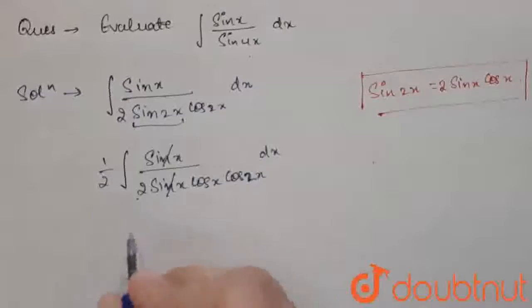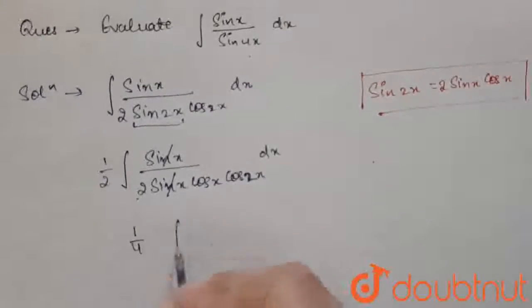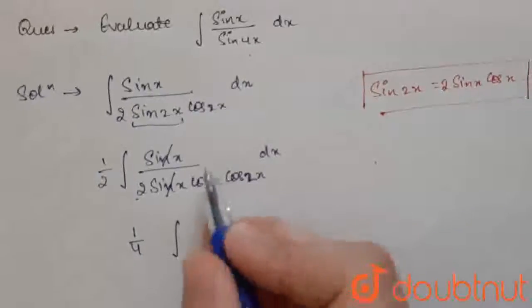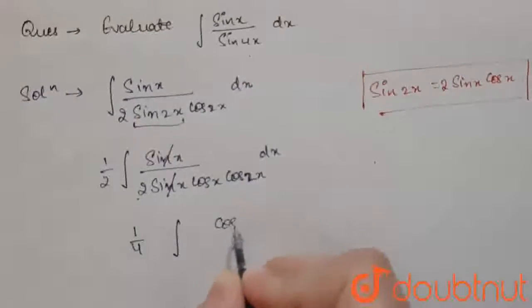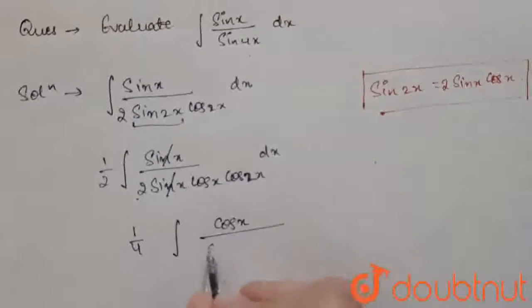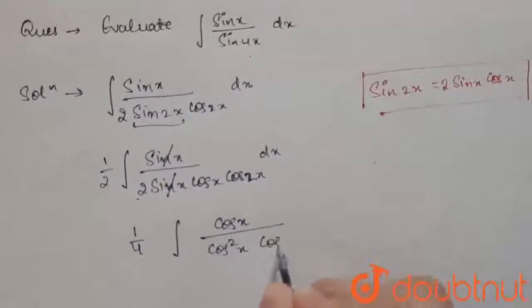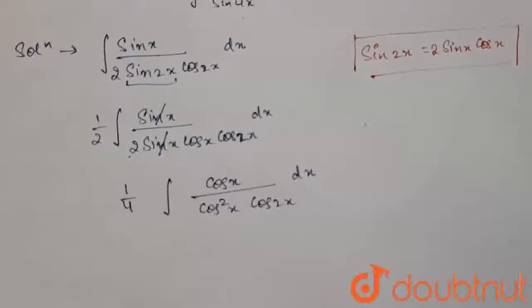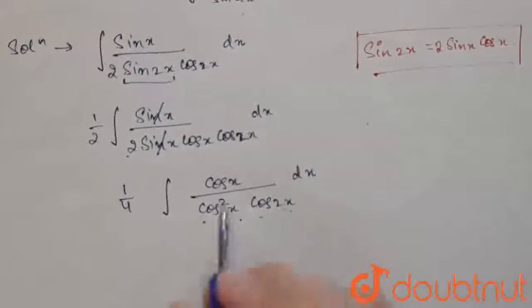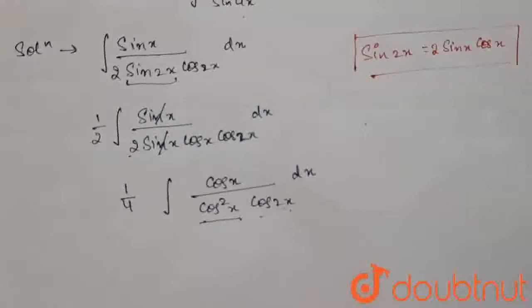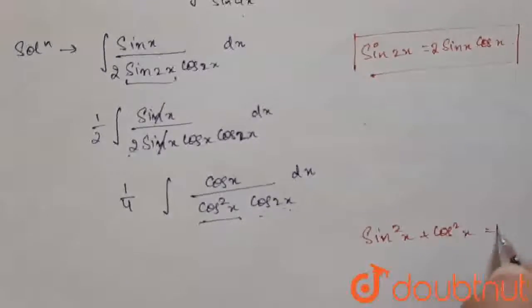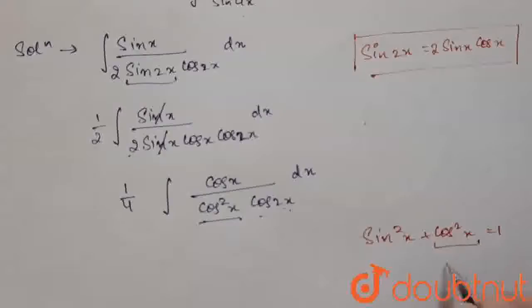So this will become 1 upon 4 integration of, what we will do, we will multiply and divide cos x here to solve this question. So cos x upon, this will be cos square x cos 2x dx. Now we will convert this cos x in denominator to sin x. So for this we are going to use sin square x plus cos square x is equals to 1. So the value of cos square x will be 1 minus sin square x.